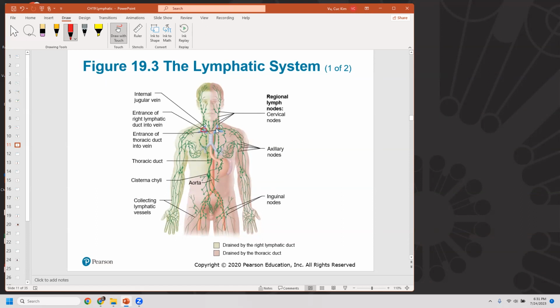Whereas on the left side, where the thoracic duct is, will eventually dump into the left side junction between the internal jugular vein and the subclavian vein. It will receive the lymph from all of this side, through the thoracic duct. So the only thing that goes to the right lymphatic duct is the right side of the upper body.